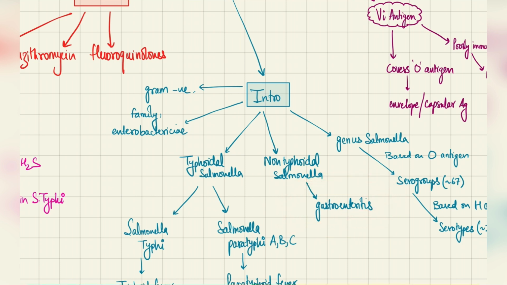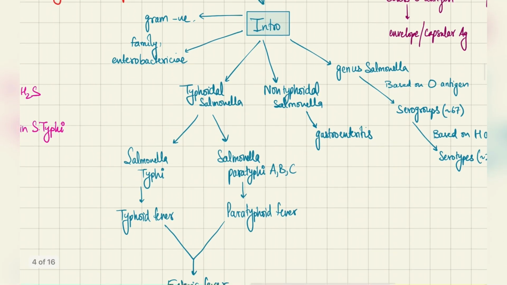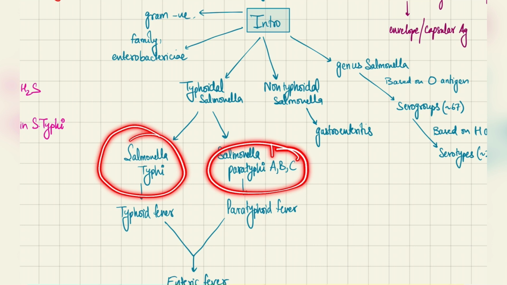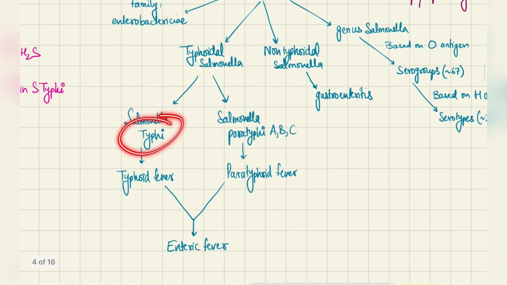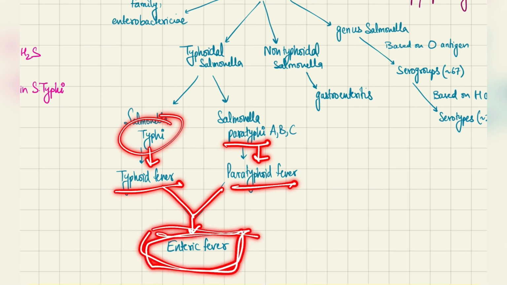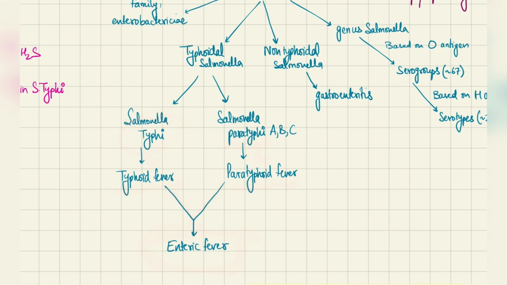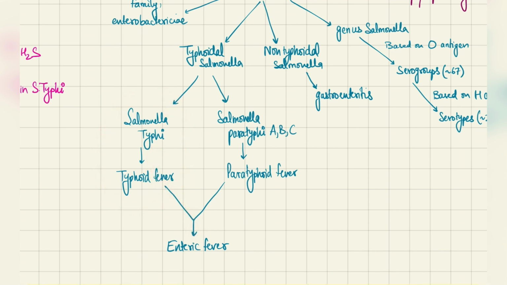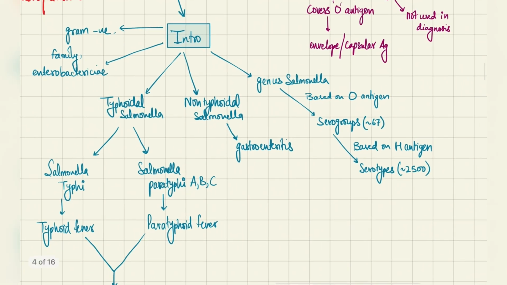Just the gut. Coming to typhoidal Salmonella, we are further dividing this into Salmonella Typhi and Paratyphi A, B, C. There are three paratyphis, just one Typhi. Typhi will cause typhoid fever, while Paratyphi will cause paratyphoid fever. And together, both of them are referred to as enteric fever. It is not Salmonella Typhi or typhoid fever alone which is called enteric fever. The paratyphoid fever is also referred to as enteric fever. You need to remember that.